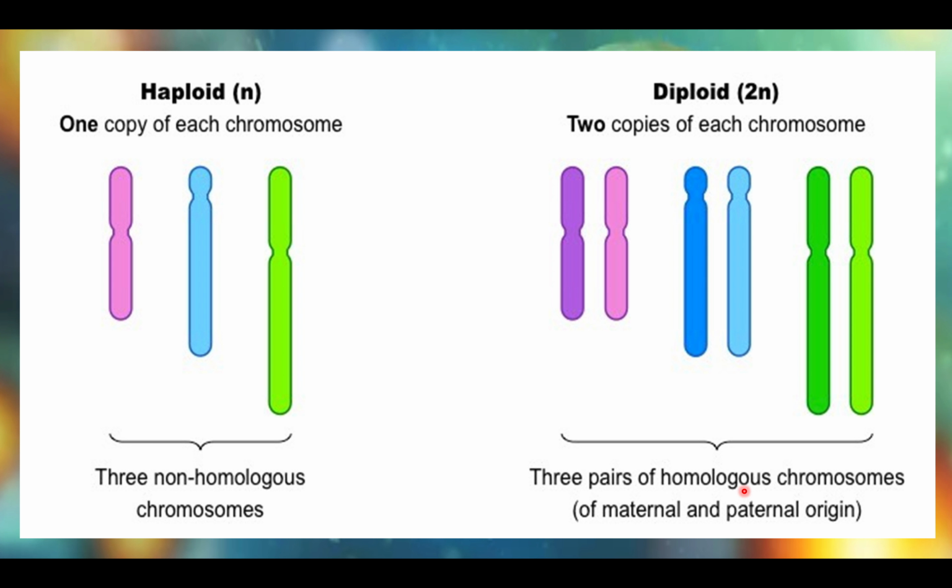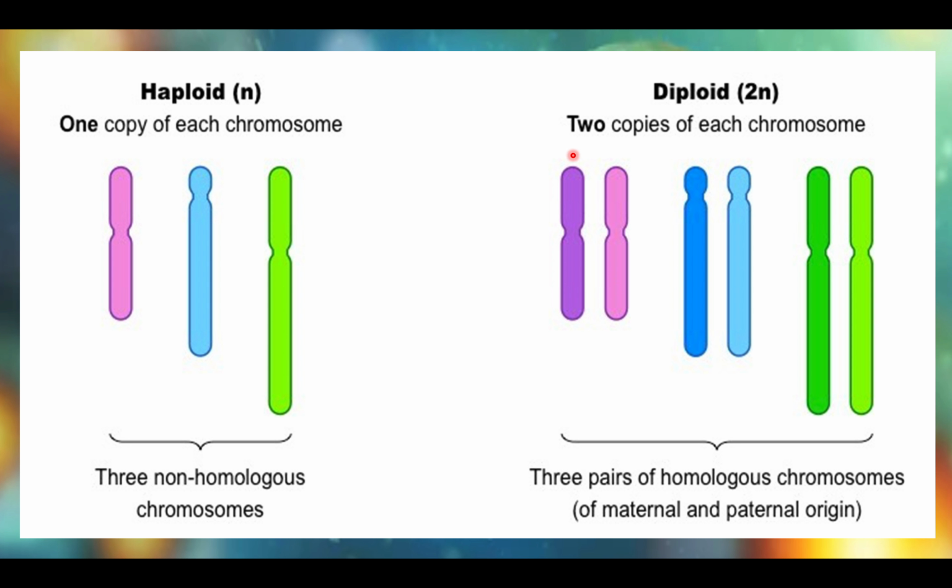Here, you can see the haploid representation. You can see 1 chromosome, 2 chromosomes, 3 chromosomes. But this doesn't mean that this organism is triploid because it has 3 chromosomes. The number of chromosomes does not matter. What we are looking at is the number of sets. So here we have 1 set of 3 chromosomes. In this side, we have 2 sets of 3 chromosomes. Okay? We have 1 set.